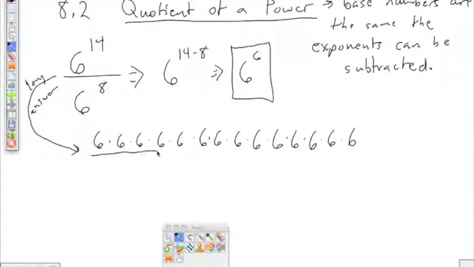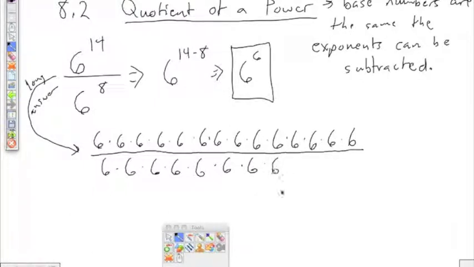This is all being divided by how many 6s? 8. 6 times 6 times 6 times 6 times 6 times 6 times 6 times 6. Did I get 8? Yep. Sure did. Now, if I were dividing these, 6 divided by 6 would make 1. So that cancels out. 6 divided by 6 would make 1. So that cancels out. So 6 divided by 6 again makes 1.